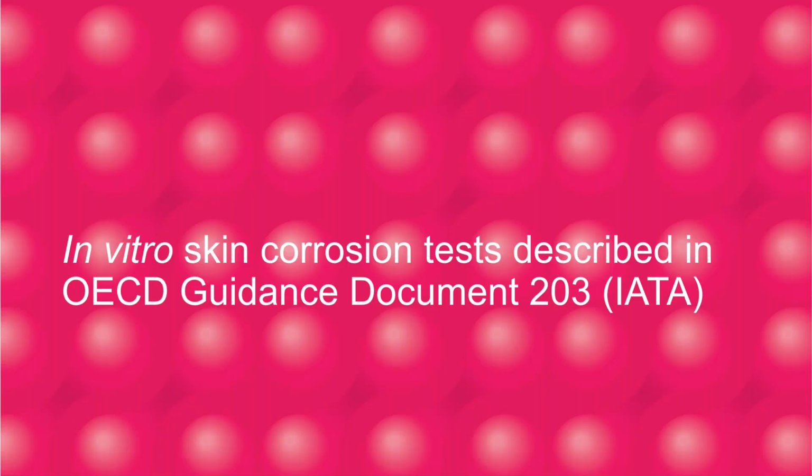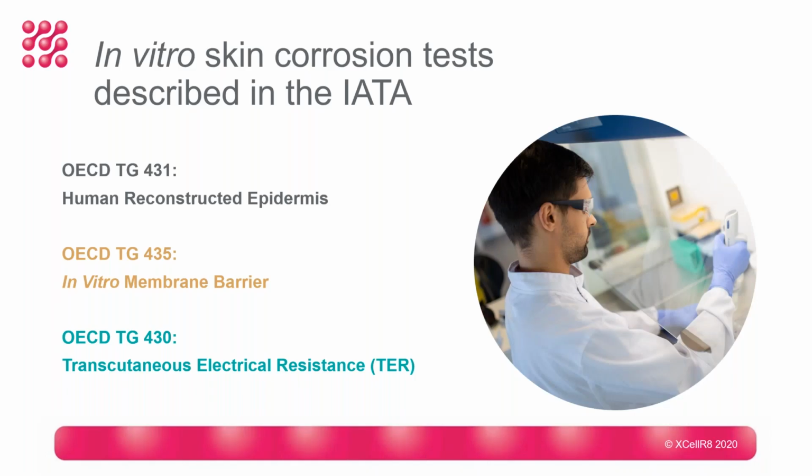So I'd like to get into the main part of this presentation today, which is to talk to you about the skin corrosion tests, which are described and approved in the OECD guidance document. There are 3 tests which have been defined in their own OECD Test Guidelines, which are referenced in the IATA. And the first one is Test Guideline 431, which is a human reconstructed epidermis method. The second is Test Guideline 435, which is the in vitro membrane barrier. And the third is Test Guideline 430, which is the transcutaneous electrical resistance method.